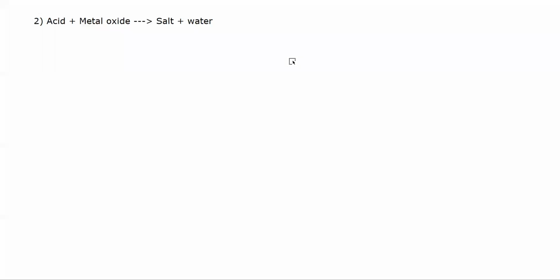So acid plus metal oxide, this will result in a formation of salt and water. So if I say magnesium oxide reacts with sulfuric acid, part A, write a word equation for this reaction.